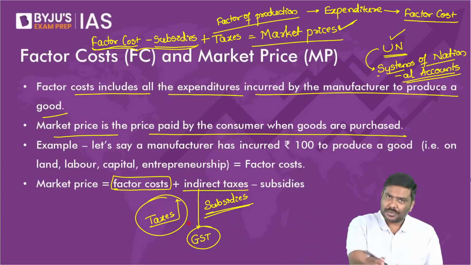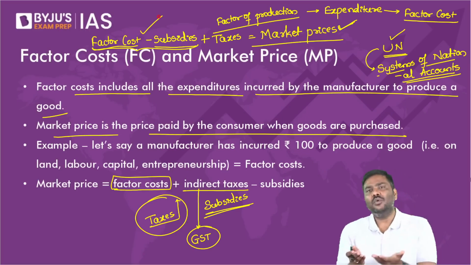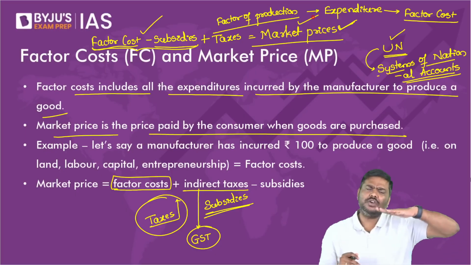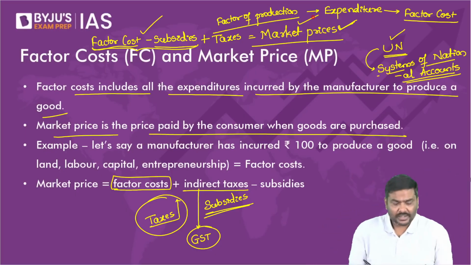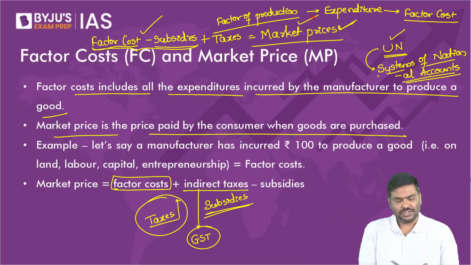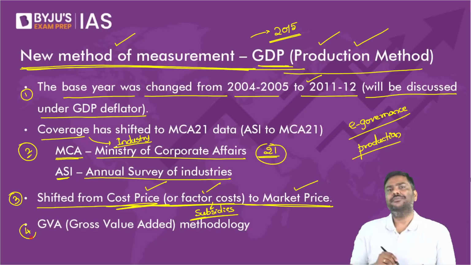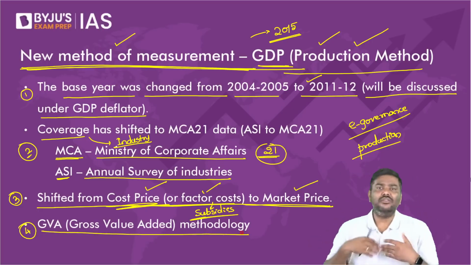So argument is simple. Earlier cost price method was used. Now market price is used. Why? We want to make it uniform. We want to ensure we are also following the same method followed by global economies. This is one more very important change. That is the third one. Fourth one, gross value addition methodology. We are calculating gross value addition, GVA.